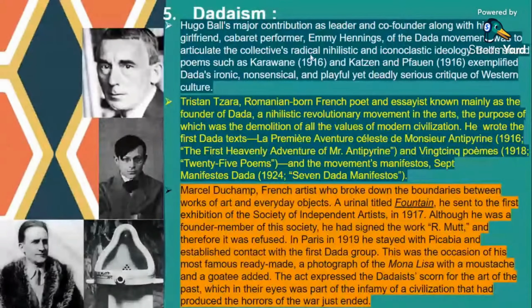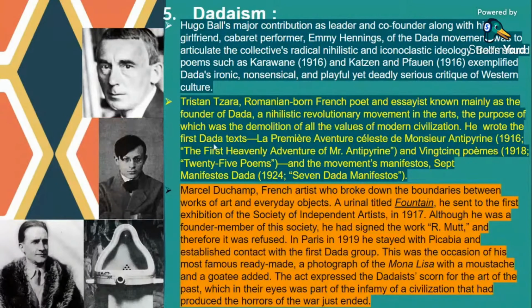So basically, what was at the base of the Dadaism movement? There was nihilism first, and iconoclastic ideology. Ball's sound poems, such as Karawane and Katzen und Pfeffer, exemplified Dada's ironic, nonsensical, and playful nature. So these are the characteristics of Dadaism: they are ironic, satirical in nature, and nonsensical. There is no linear thing; all the things are scattered around, playful yet deadly serious. He was a critic of Western culture.